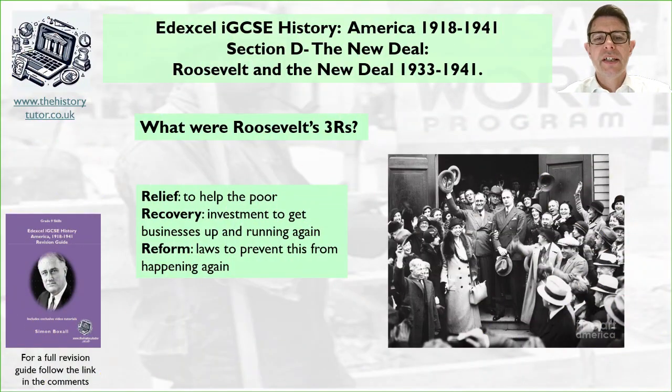So what were the three R's then? Well, we've got relief, which is to help the poor, to give them the food and charity they need. Recovery, to invest to get businesses up and running again. And reform, laws to prevent this from happening again, to protect those banks.